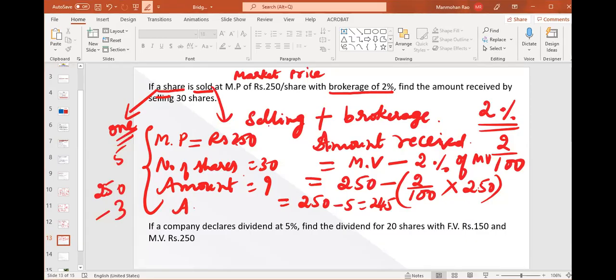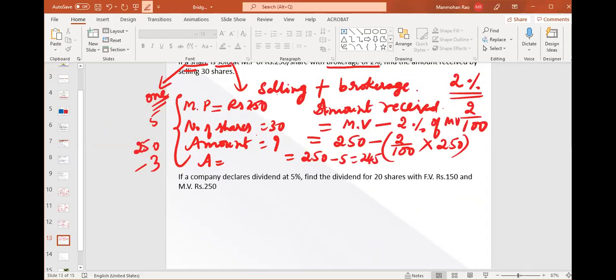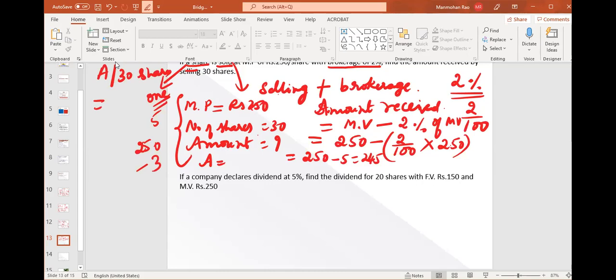I denote the amount by A. So A for 30 shares means the amount you get by selling 30 shares, which is equal to 30 multiplied by 245 rupees, the amount you get by selling one share. 245 twos are 490 rupees by selling two shares.